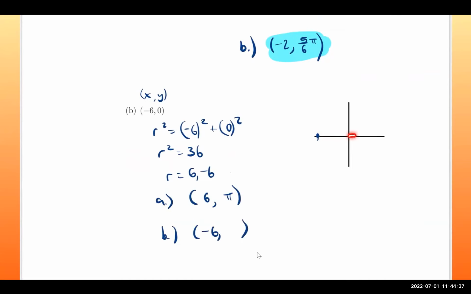And for part B, they want the negative r, which would be negative 6. So in order for it to be negative 6, you'd have to go angle 0, and then negative 6 would take you in the opposite direction. So for this part, you want angle to be 0 radians.